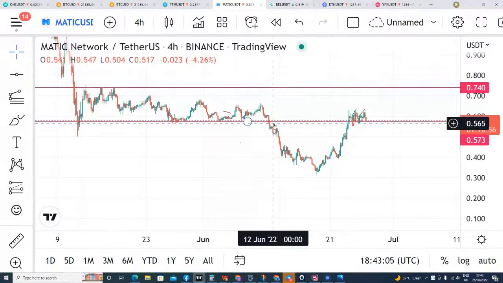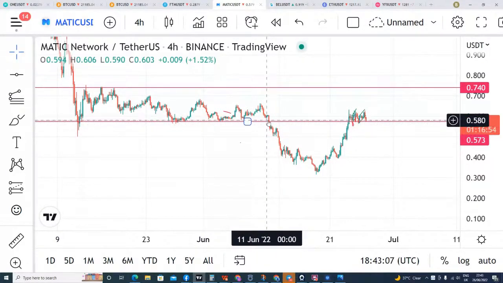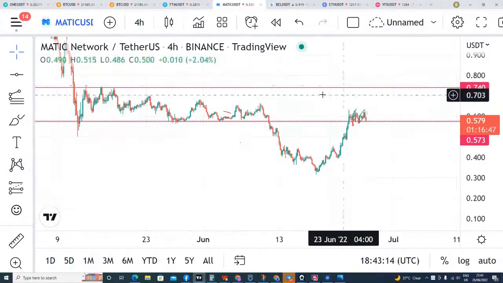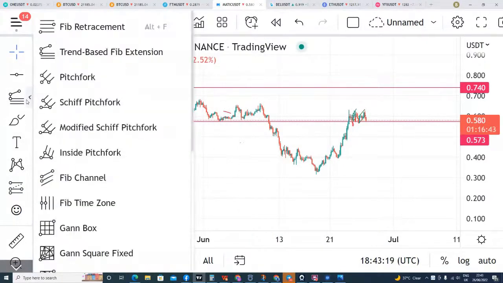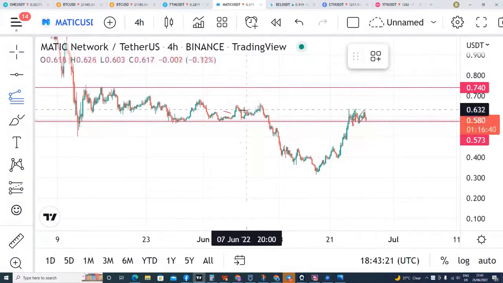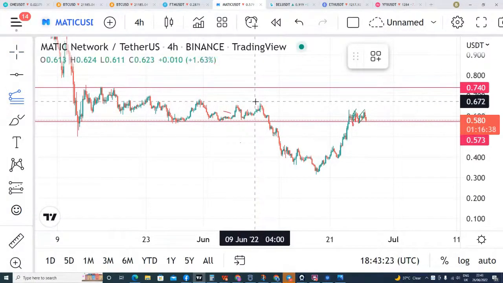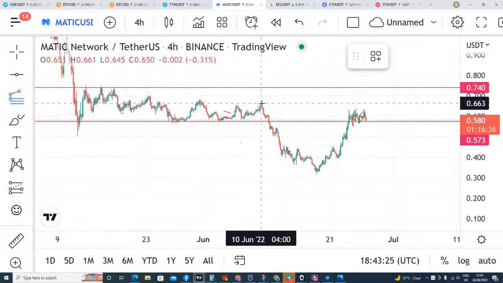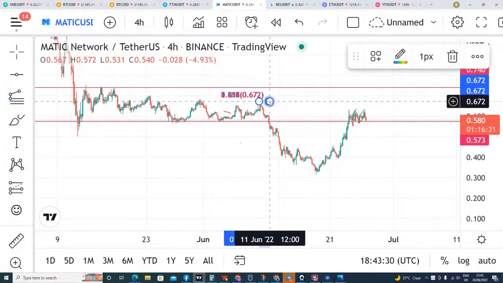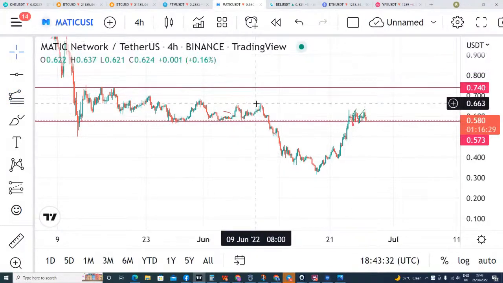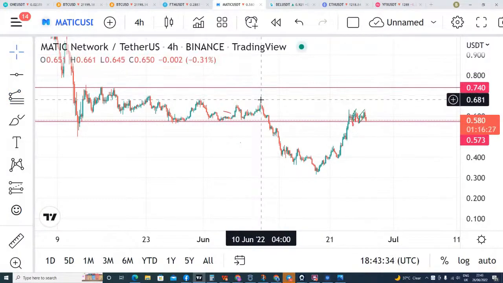Now, once a breakdown from my support level happens, I will short this market down and place my stop loss around this area of resistance. I'll place it around this area, because if the market is trying to move up, it will actually hit there and I will stop out from breaking upward.